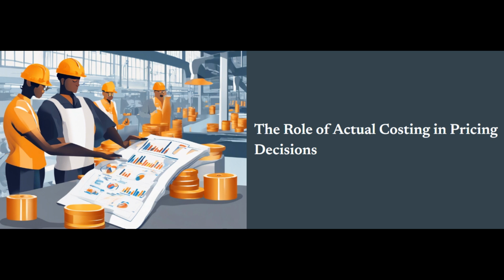The advantages of actual costing and pricing decisions. In contrast, actual costing provides a more comprehensive and accurate understanding of the costs associated with producing or delivering a product or service. By tracking the precise cost of materials, labor, overhead, and other relevant expenses, actual costing offers several advantages for pricing decisions. Improved profit margin visibility. Actual costing enables organizations to understand the true cost of each product or service, allowing for the calculation of accurate profit margins. This helps ensure that pricing is set at levels that maintain profitability and competitiveness.